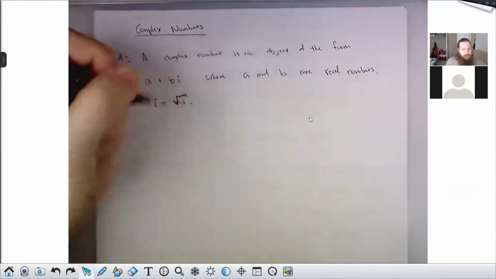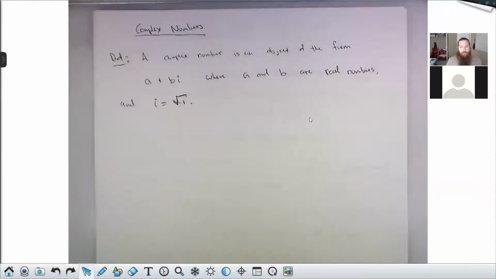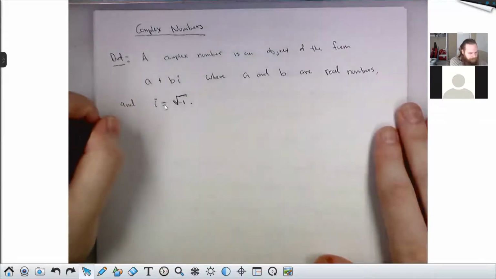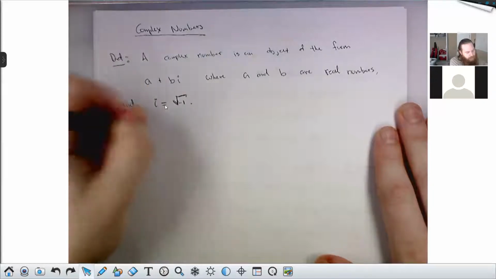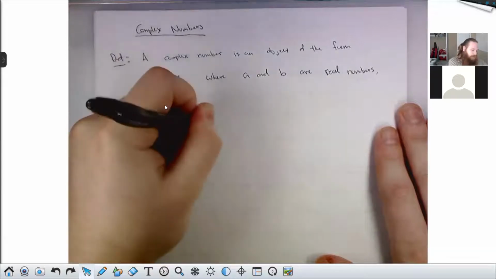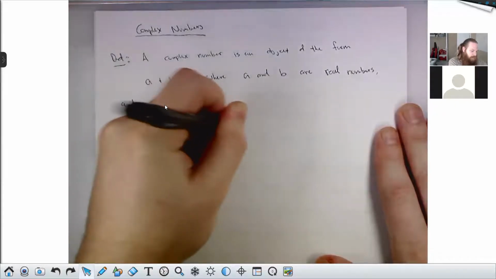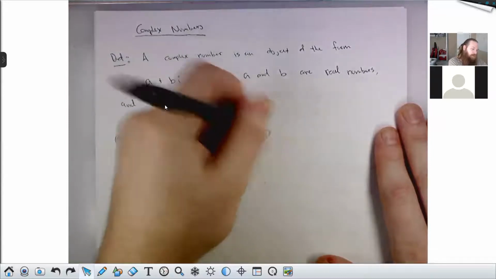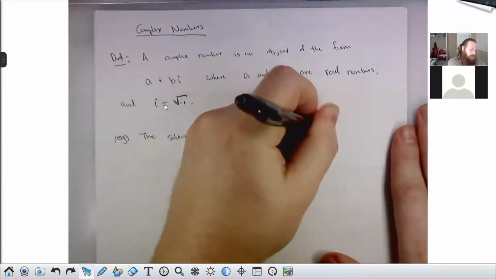So the obvious catch here is that there is no real number that you can square to get -1, right? When you square a number, the result is always positive. So these things kind of arose by looking for solutions to quadratic equations that at first appeared to have no solutions. For example, the solutions to x squared plus 1 equals 0 are complex numbers.